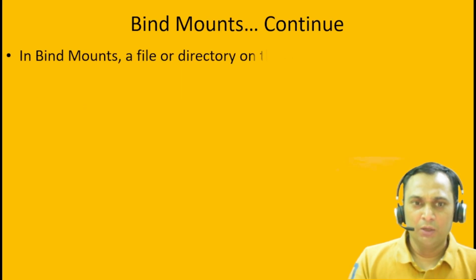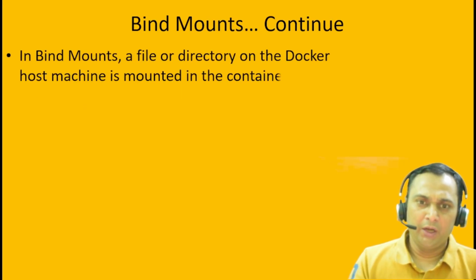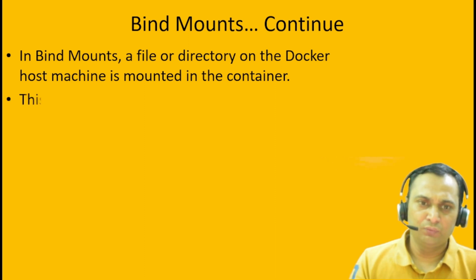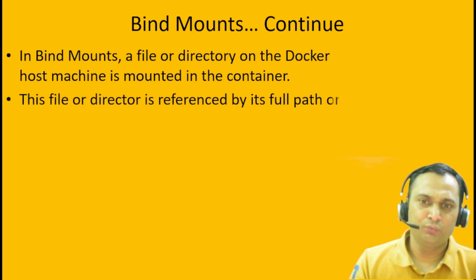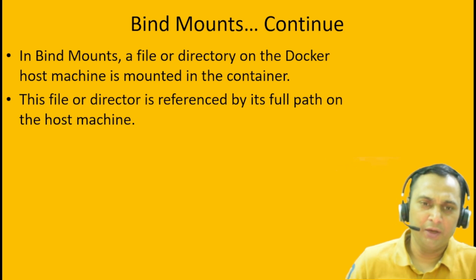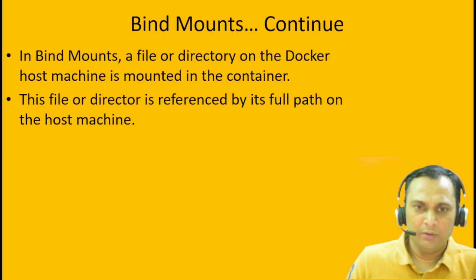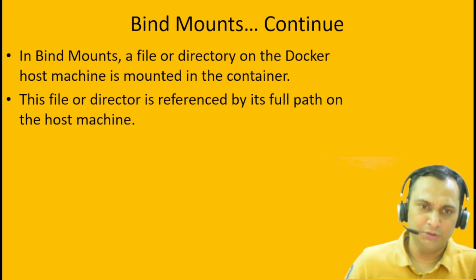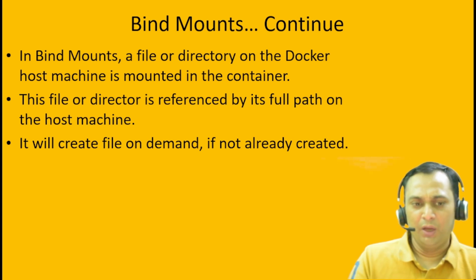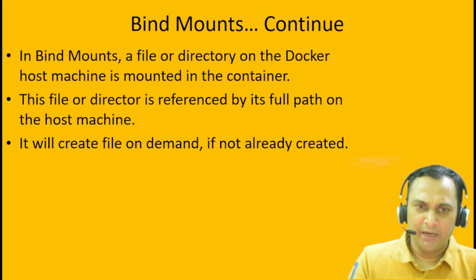Okay. So in bind mount, a file or directory on the host machine is mounted in the container, same as it is for volume. This file or directory is referred to by its full path in the host machine. So let's suppose that you have created a file inside /home/data/volume1. Then you have to mention that full path. It will create the file on demand if not already created.